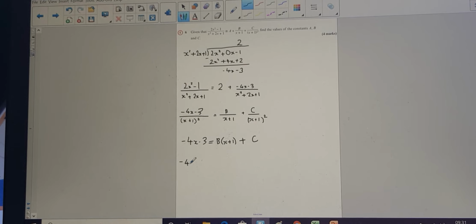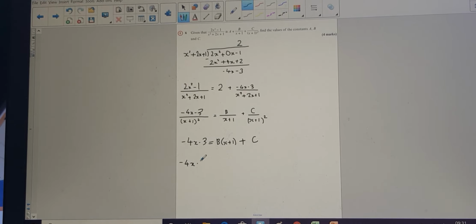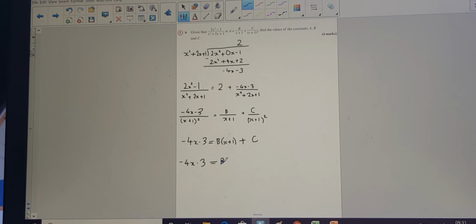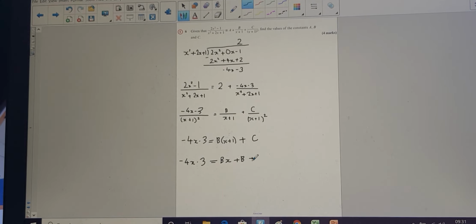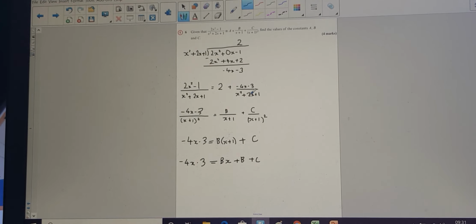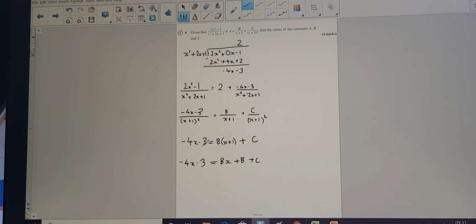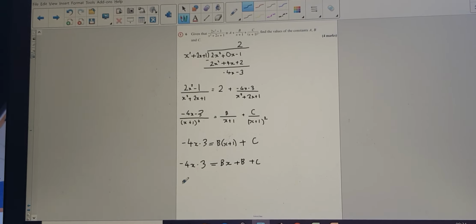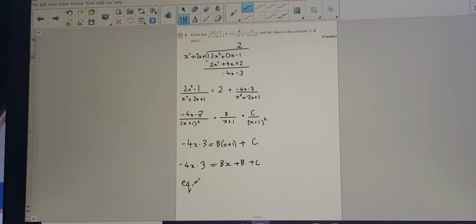If I expanded this bracket, I'll get bx, b times 1 is positive b, plus c. And then if I equate the coefficients, let me write that so you can see it nice and clearly. Equate the coefficients.